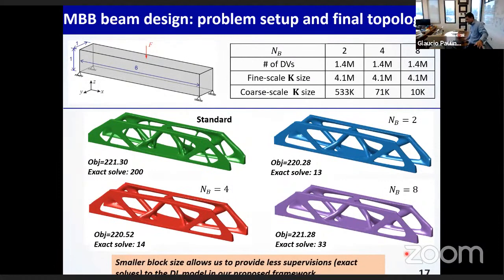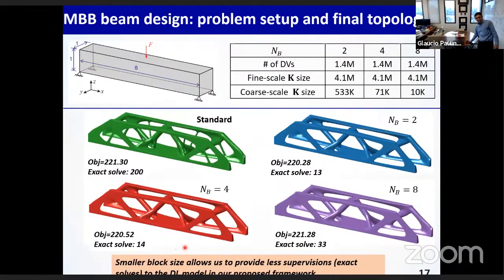The second example then is this one. And here what we did is to keep the number of design variables fixed, and then we changed just the block size from 2 to 4 to 8. Here we can see the fine scale size of our stiffness matrices and the coarse scale. And you can see the standard solution and the different block sizes. One aspect that we see is that the solutions for all of them are pretty good.